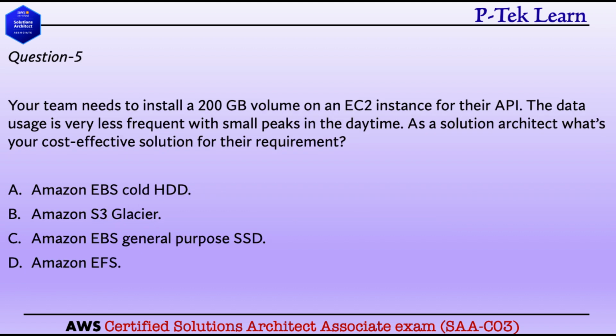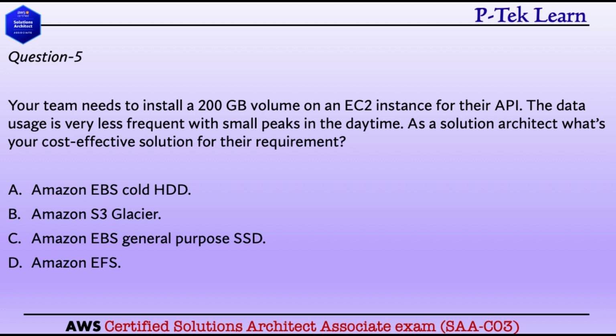Question number 5. Your team needs to install a 200 GB volume on an EC2 instance for their API. The data usage is very infrequent with small peaks in the daytime. As a solution architect, what's your cost-effective solution for their requirement? Okay. So option A, Amazon EBS Cold HDD. So this is the right answer. We do not need to look at the other options.